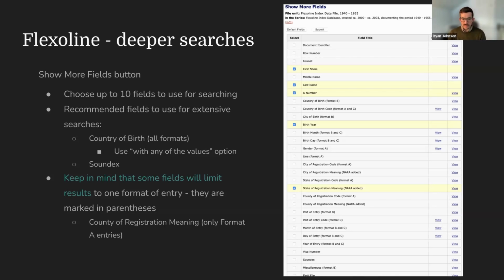Keep in mind that some fields will limit results to one format of entry. So if you choose to use a field that's marked in parentheses with format B, you're only going to return entries in format B. And we've got to be aware that we don't know whether it's format A, B, or C that we're looking for. We've got to try searches that encompass all of those to ensure that we did a thorough search. One of my favorite fields is the county of registration because we can narrow down so quickly, but that is only format A entries. So if we can't find someone by name or narrow it down enough, it's worth trying the county as long as we remember there are format B and C entries to search as well.